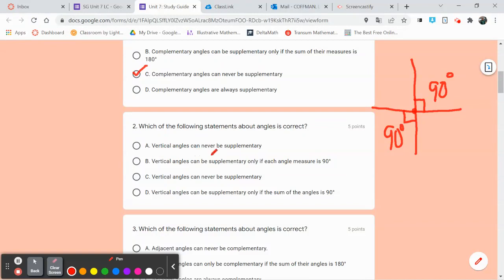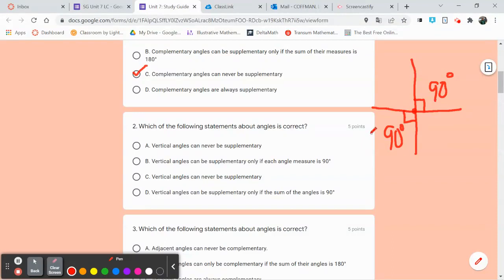Vertical angles can be supplementary only if each angle is 90 degrees. We just drew that. That's true. That one's 90, that one's 90. We add those two together, they give us 180 degrees. Remember, supplementary angles do not have to be on the same line.